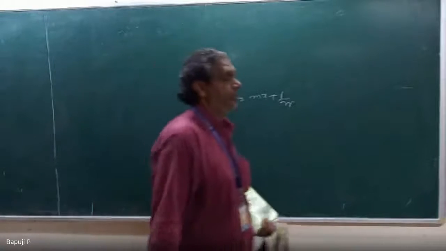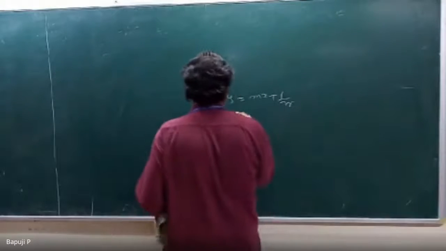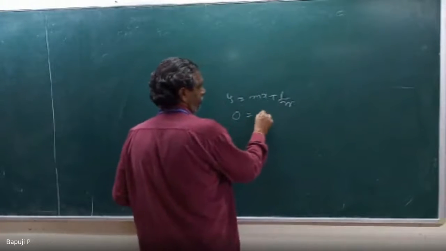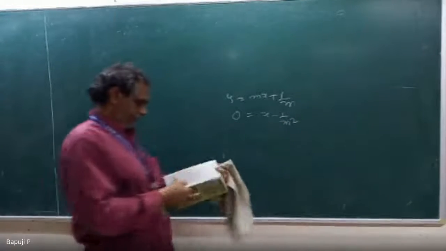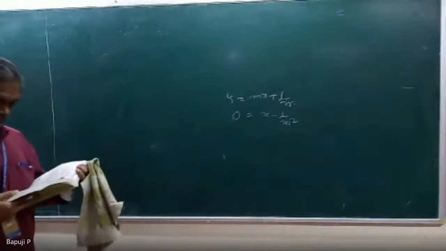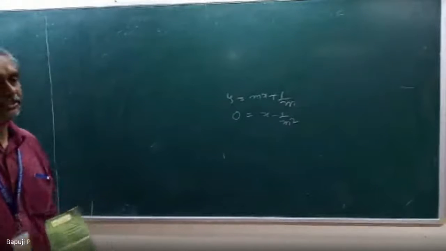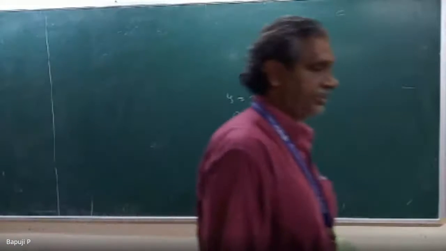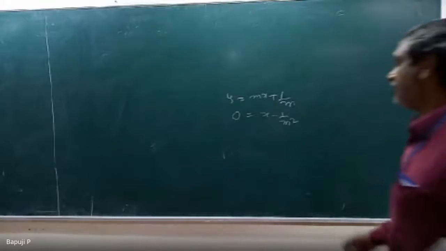Differentiating partially with respect to m, dy by dm is 0, and you will get 0 is equal to x minus 1 by m square. Differentiate partially with respect to m, treating x as independent. Now, from this, what is my m square?